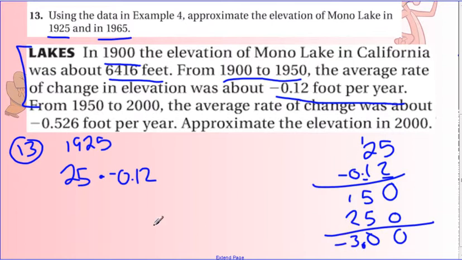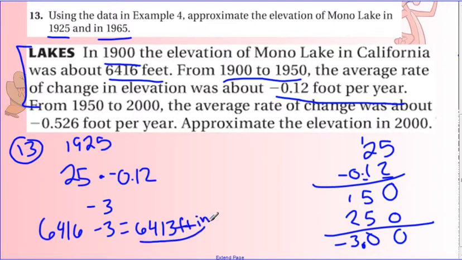So the height went down by 3 feet. Get it? The height went down by 3 feet. So if it was 6,416 feet and it went down by 3, it is now 6,413 feet in 1925.